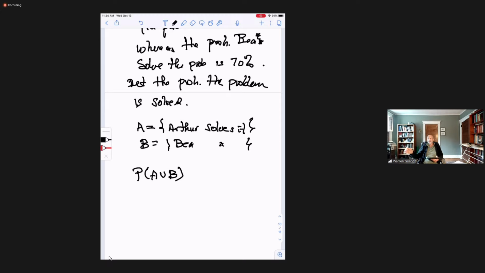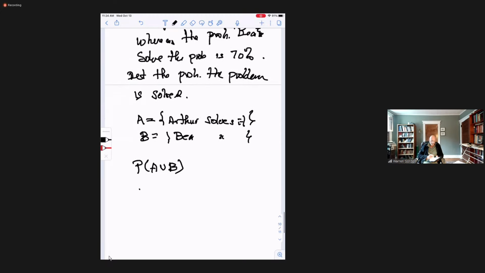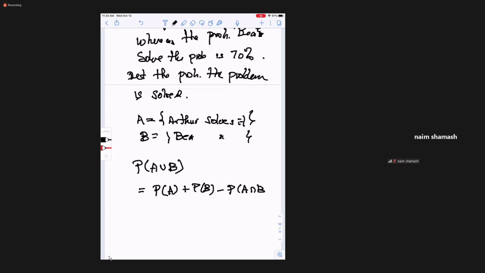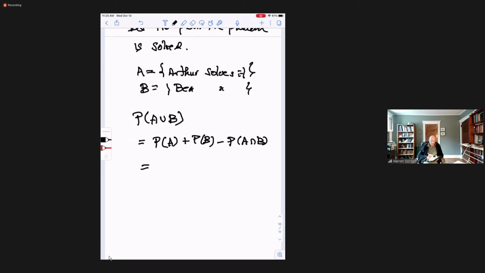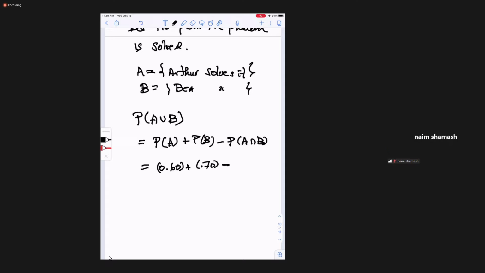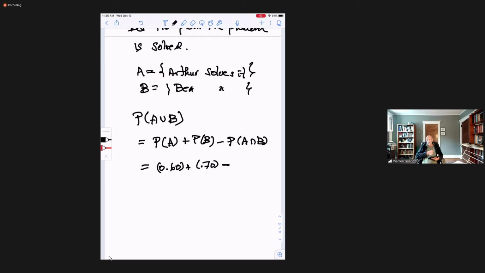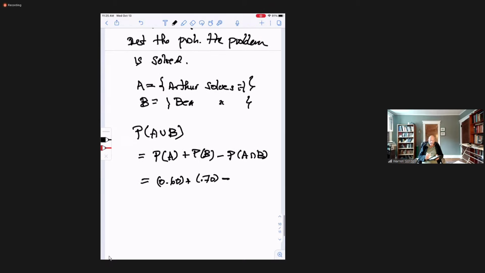But if the problem is solved, at least one of them solves it. And that will equal P of A plus P of B, minus P of A intersection B. This is one way of doing it. Well, we know P of A is 60%, P of B is 70%. Now, did I give you what P of A intersection B is? I did not, but if they're working separately, then it's assumed that they're working independently, correct? So A and B are independent events.